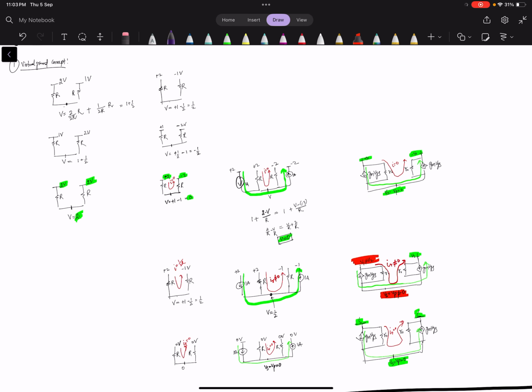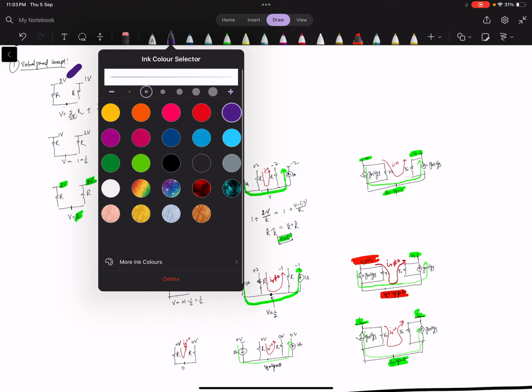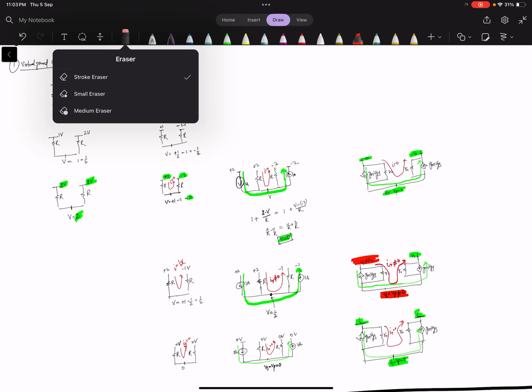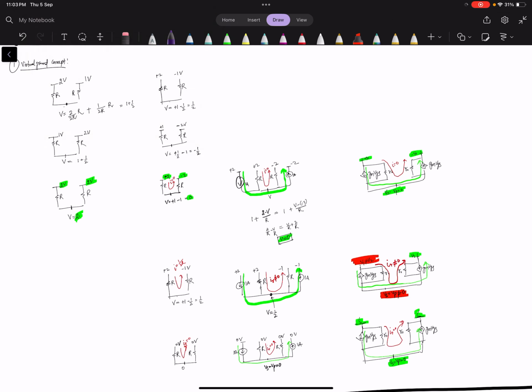Hello, in this video we will see the concept of virtual ground. So let's see from the figures. Okay, so first is this. If you see here, this is 2 volt. Okay, so if you see this figure, we have 2 volt here and 1 volt here.